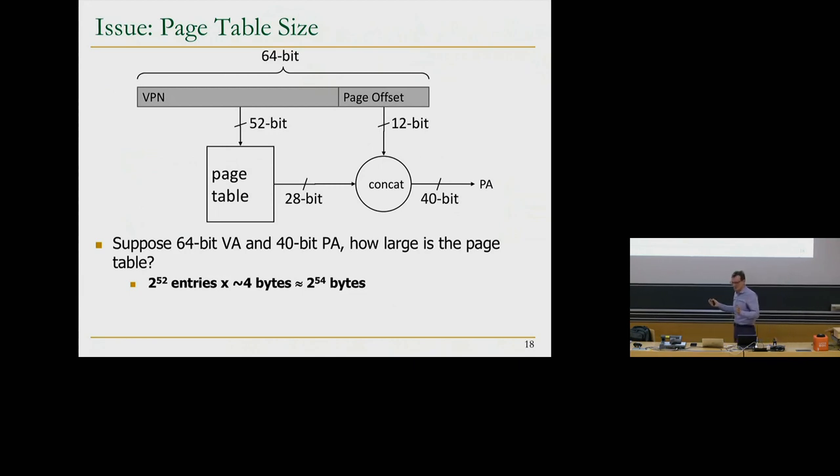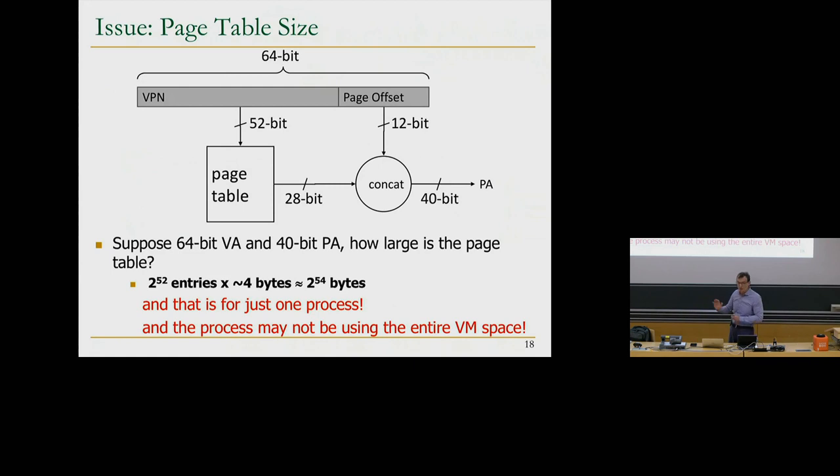So clearly you don't want this. So this issue needs to be solved. And this is actually just for one process. You actually need to have this for all processes that are running in the system, at least that are ready to execute, right? And the process may not be using the entire virtual memory space. So actually, one question is, do you really need this huge page table? Because not all processes need that huge virtual address space, because they don't necessarily allocate data in all of that, right? Maybe some of them need very little.